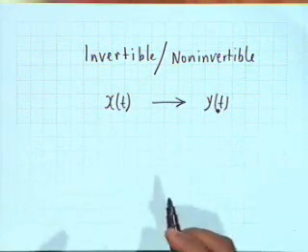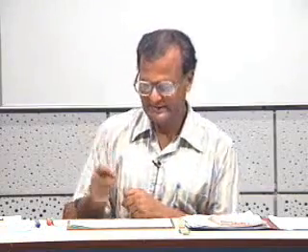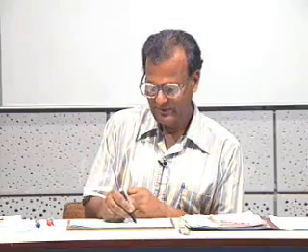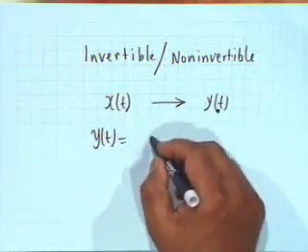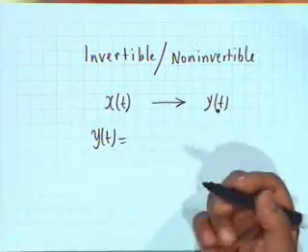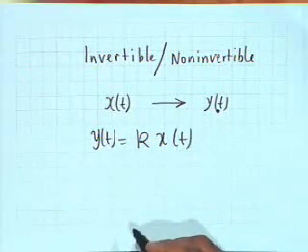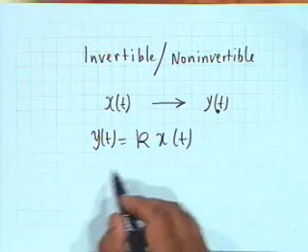So, a system S is invertible if a given x of t produces y of t, and a given y of t can be used to produce x of t back, then it is invertible. As an example, suppose it's a multiplier. The system simply multiplies by a constant. Suppose y of t is k x of t. All right.